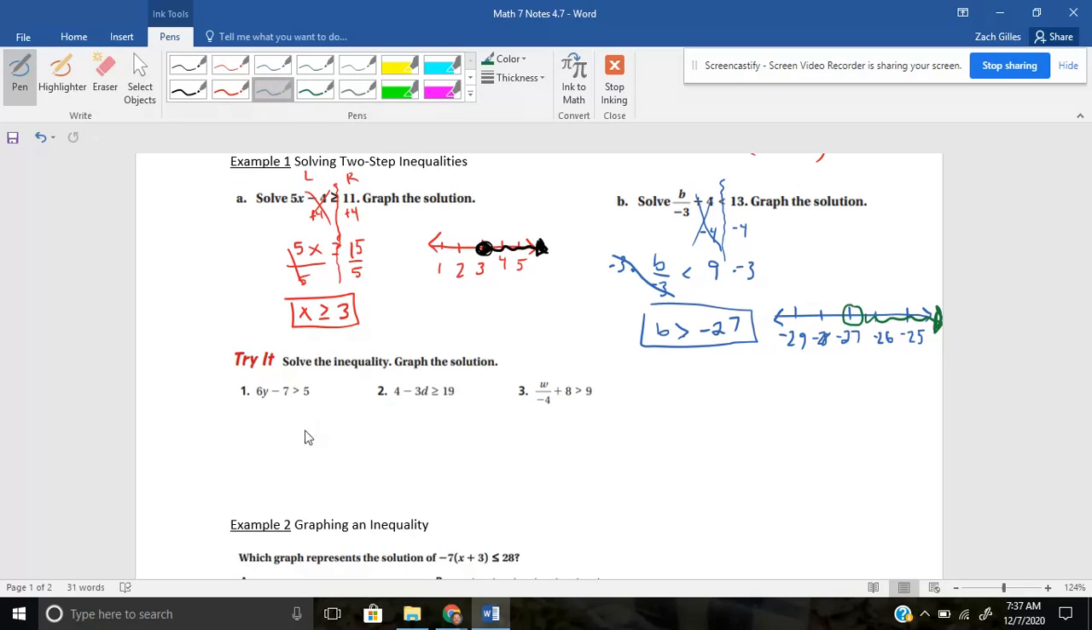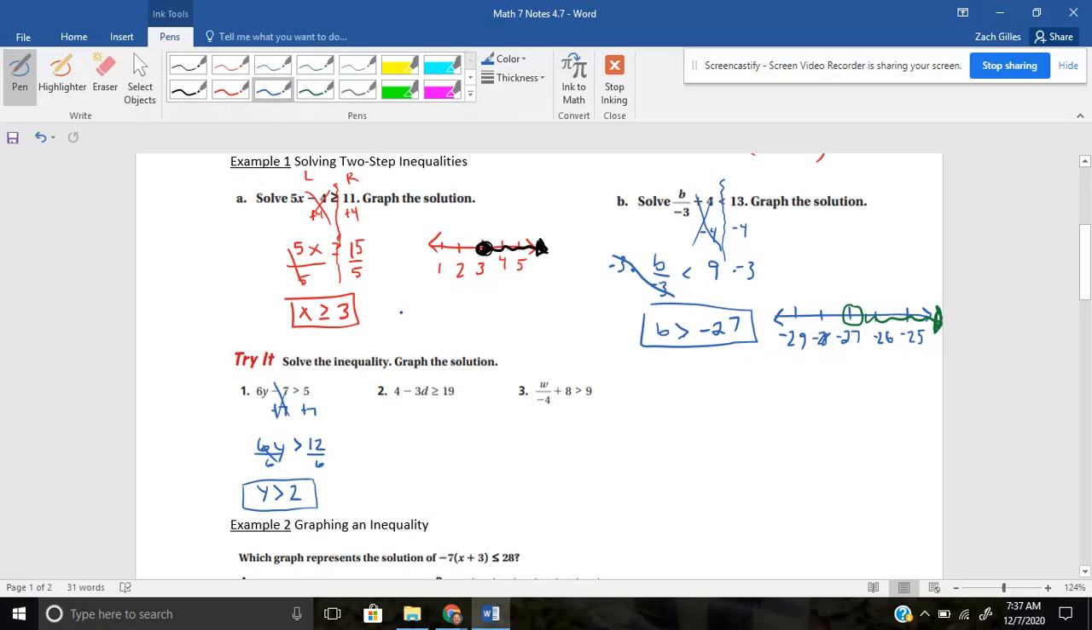All right, I'll do the first one together, and then I'll just probably give you the answers for the other ones, and let me know if you didn't get them right so I can help you. So undo my addition or subtraction first. That gives me 6y is greater than 12, and then divide by 6 on both sides. So y is greater than 2. Again, I'm not going to graph at this point.